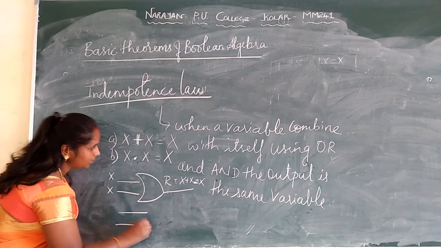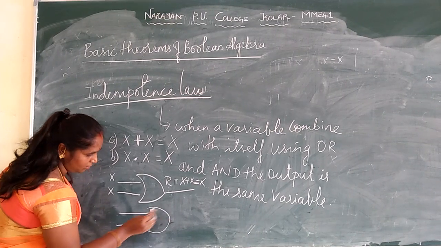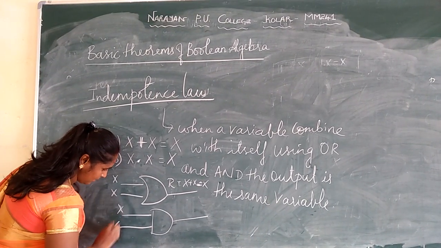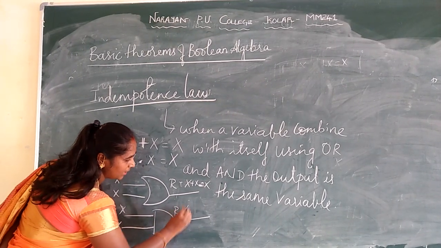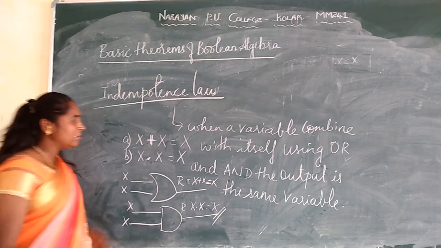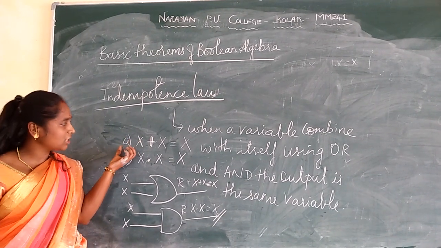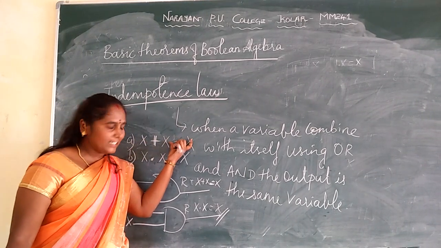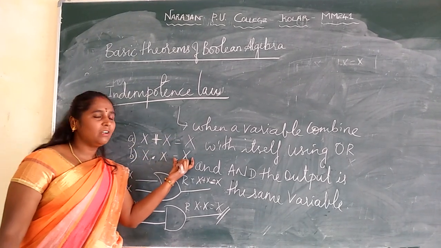Next, for the second one, b, the AND logic gate has result r, that is nothing but x dot x. You should get the result as x. So we will substitute the values of zeros and ones and prove that x plus x is equal to x, and x into x is equal to x.